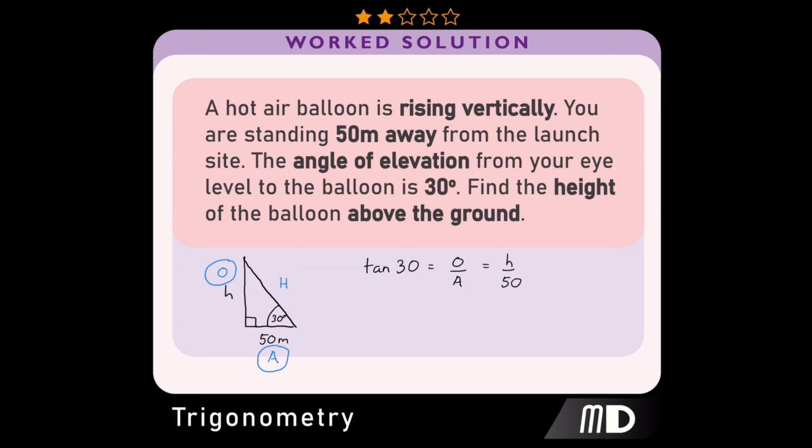Rearranging this to leave h by itself, we multiply both sides by 50 to give us 50 tan 30 equals h. Using a calculator, that gives us a value of h equal to 28.9 meters, rounded to one decimal place. So the answer to our question is 28.9 meters.